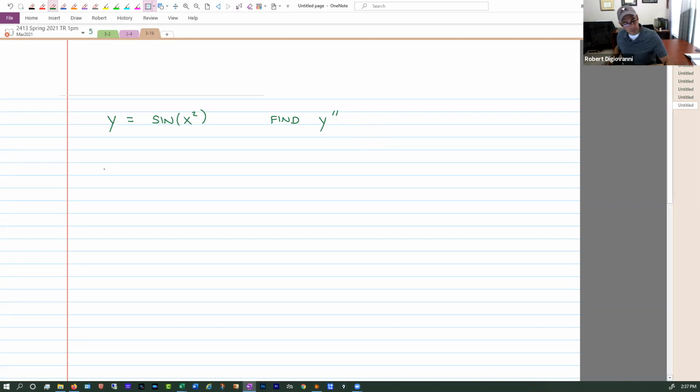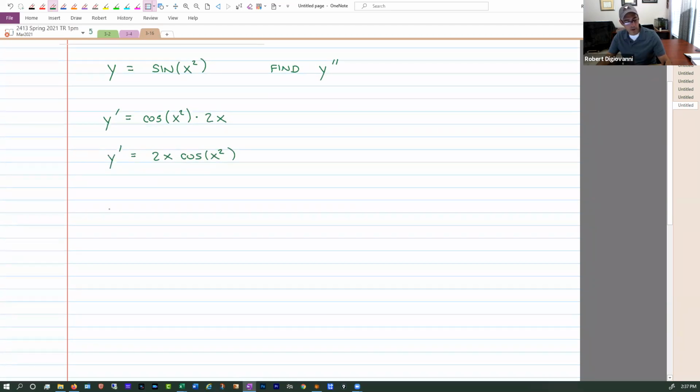So let me work through this. If I take the derivative of this, this is chain rule. I have an outer function of sine and an inner function of x squared. So I start with the outer function, the derivative of that is cosine, and I put the inner function, I don't touch it. Then I multiply that times the derivative of the inside function, which is 2x. And maybe I clean that up. I put the 2x in front, cosine of x squared. Okay, that's y prime.